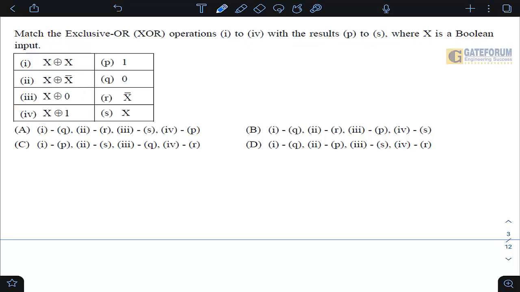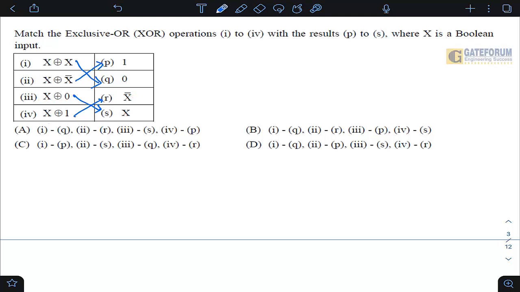We know that X XOR X, a variable XOR with itself, always results in 0. So I will be Q. A variable XOR with its complement results in 1, right? And if a variable is XOR with 0, you get the same variable. So X XOR 0 is X, and if a variable is XOR with 1, you get X complement. These are very standard data, right? A variable XOR with itself results in 0. A variable XOR with its complement gives 1. A variable XOR with 0 gives the same variable X. A variable XOR with 1 gives its complement, so you get X bar.